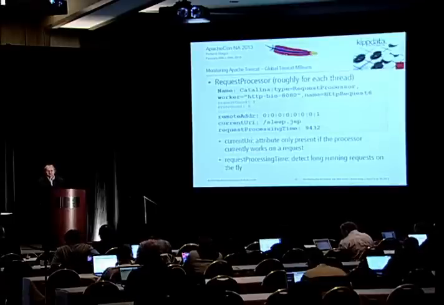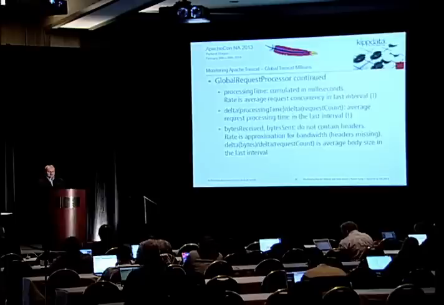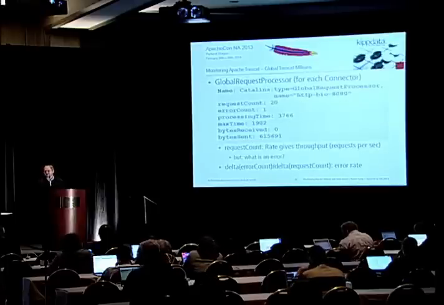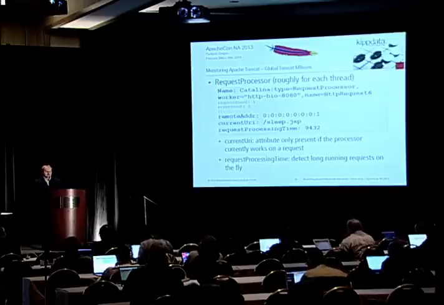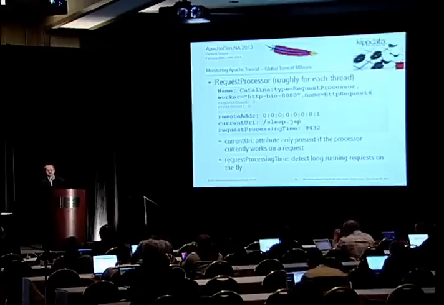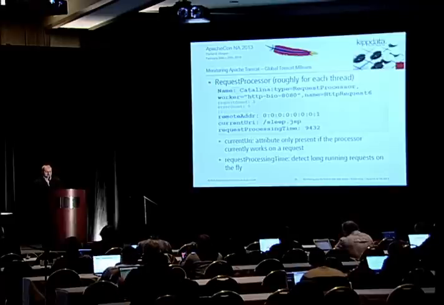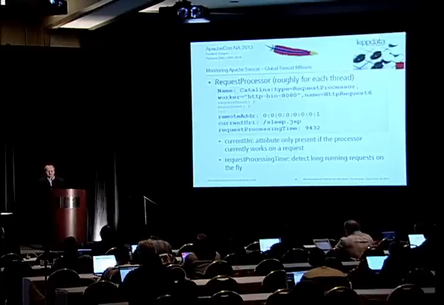So then there is a request processor. Remember, this thing was called global request processor. The next one is a request processor. It's a totally different beast. A request processor, more or less, is available, let's say, once per thread. And for monitoring purposes, probably it's not normal monitoring, but it's still interesting. What it shows is whether there is a request currently running and since how long.